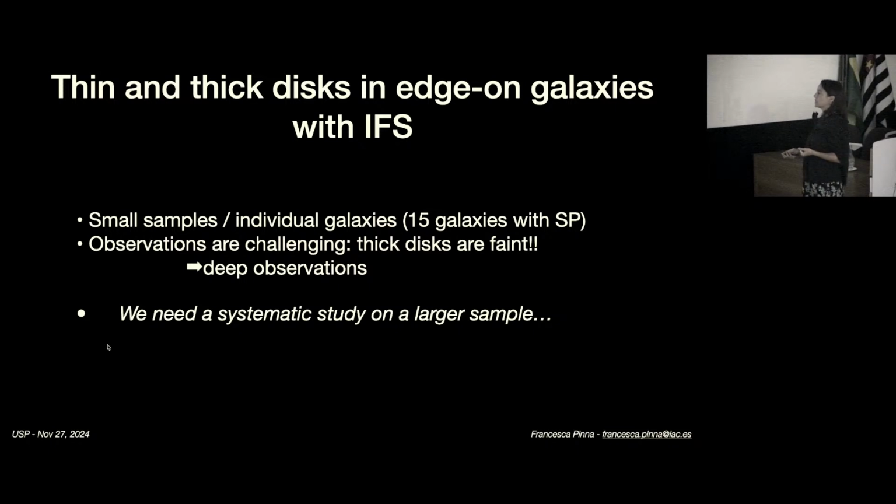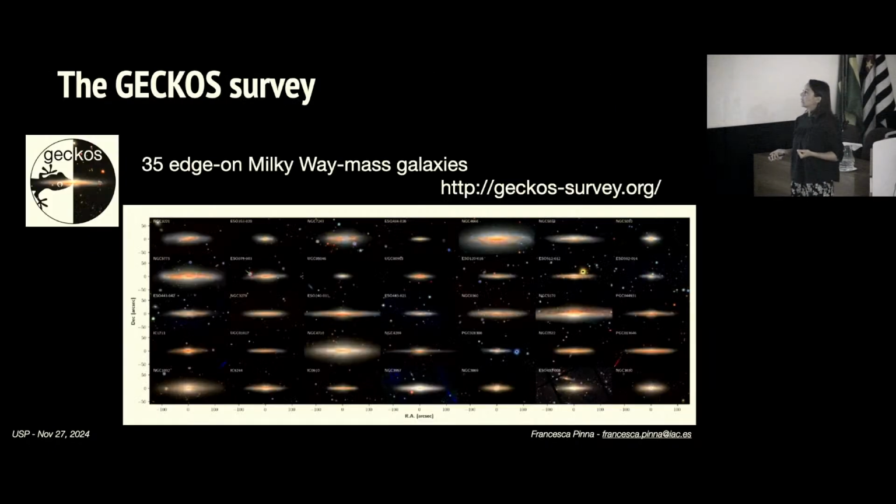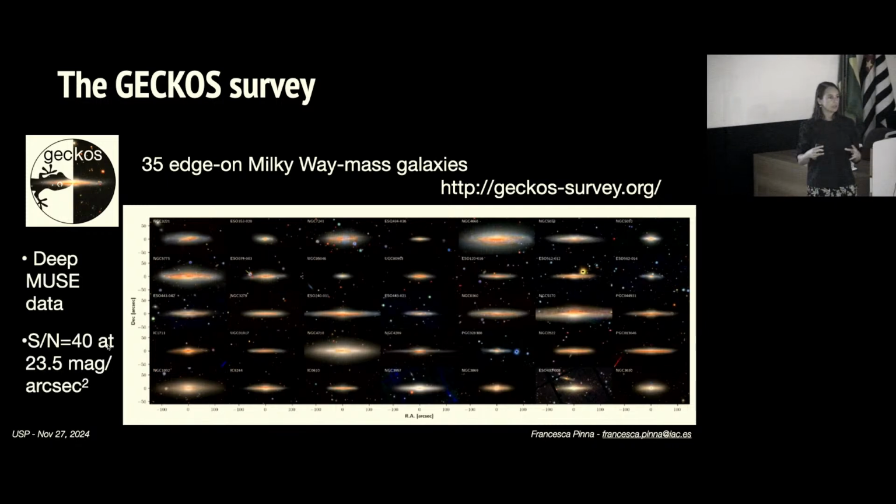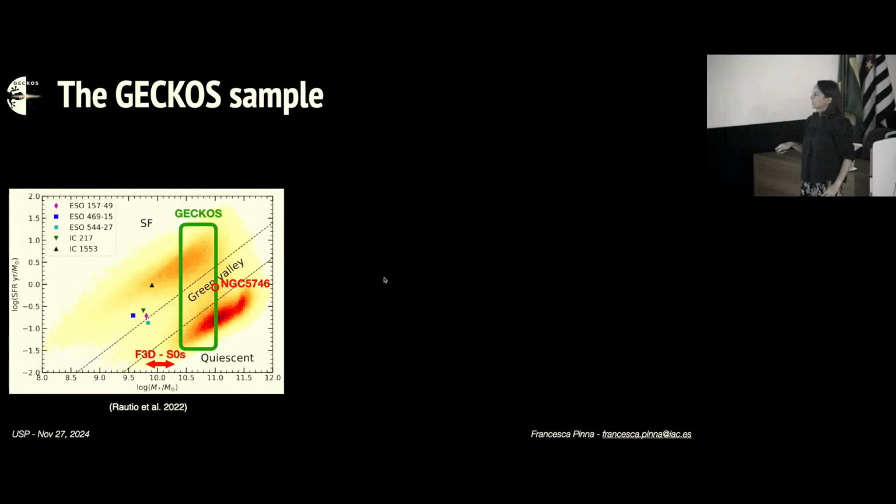So with the need of a systematic study with a larger sample, we got time for a large program with MUSE, which is the GECKOS survey, with observations still ongoing, and which is targeting 35 edge-on Milky Way-mass galaxies. Deep MUSE data is ideal to study the stellar population properties of thick disks. So this is the sample of the 35 galaxies. We have some variety in the morphologies and colors and so on, but the sample is built up on Milky Way mass galaxies.